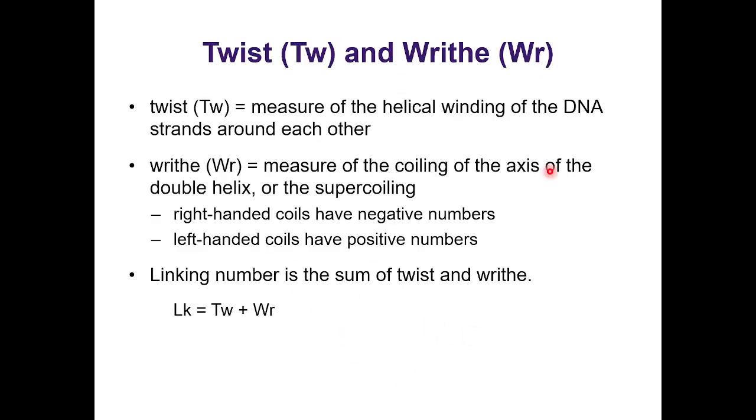All right, so the twist is going to be a measure of the helical winding of your DNA strands around each other. The writhe is going to be the measure of the coiling of the axis of the double helix, or the supercoiling. Really, for you guys, this basically amounts to the same thing, unless you really start getting into it. You can just remember this is a very good definition for what you would consider supercoiling. The linking number is going to be the sum of the twist and writhe. So the twist plus the writhe is always going to give us the linking number.